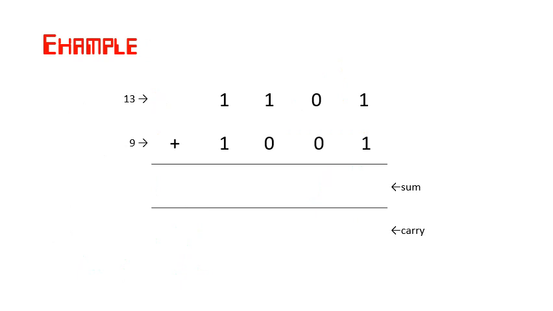Okay, adding in binary. These are the normal decimal numbers over here, which we've converted to binary. You've already done that. And we can see we've got, let's start from the right-hand column.